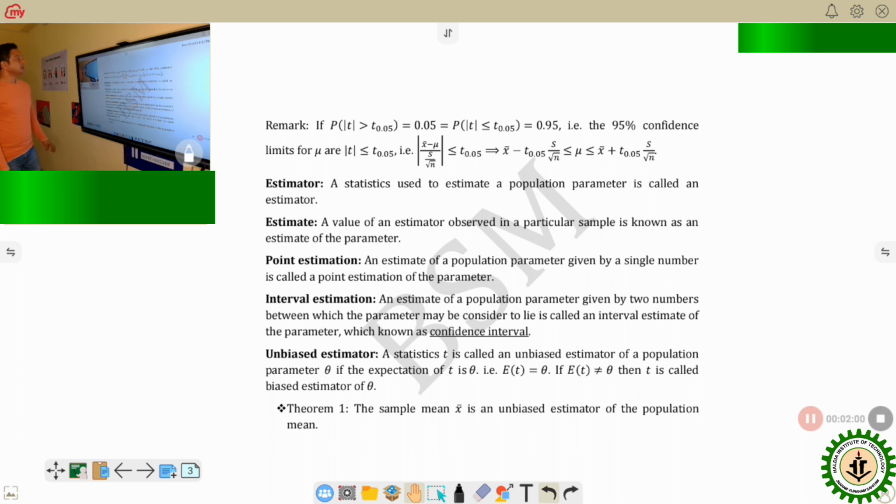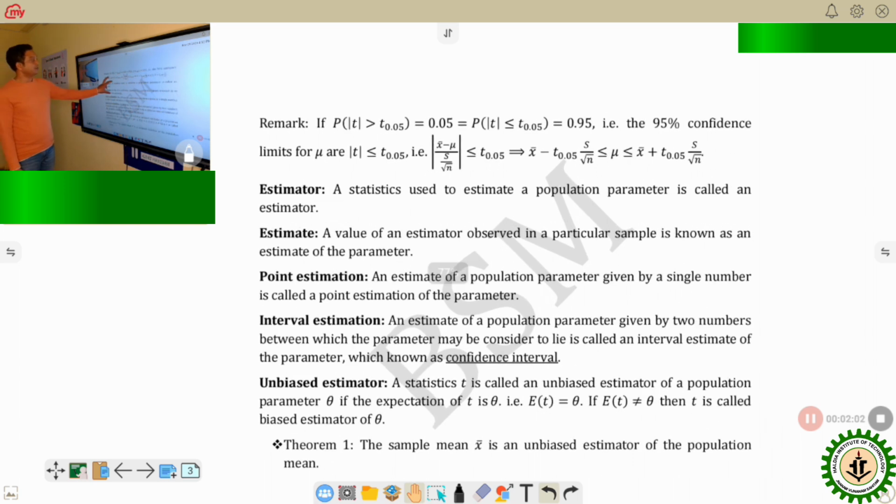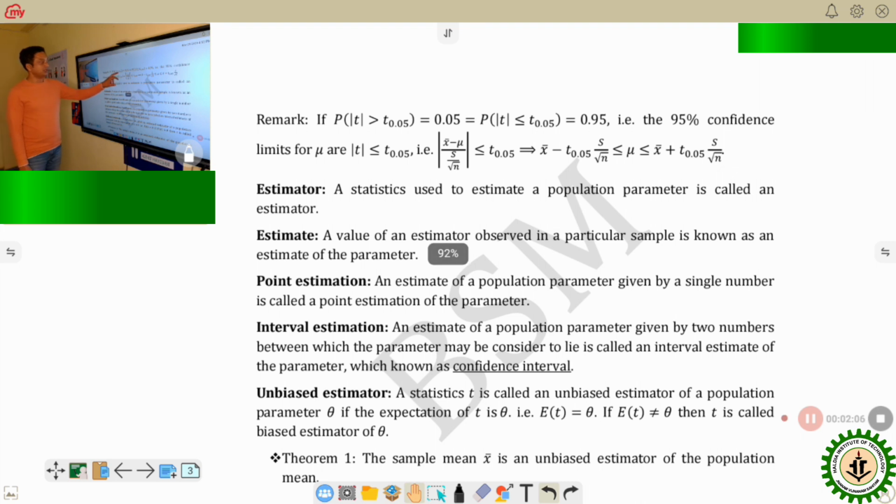For the student distribution, the simplification: look, probability of mod t greater than or equal to t 0.05. Here 0.05 is the probability, and t 0.05 is the t value. This is the point for which the t value within the bound minus t 0.05 to plus t 0.05 is equal to 0.95. This 0.95 in terms of probability, and 95 in terms of percentage, is the confidence limit or confidence interval.